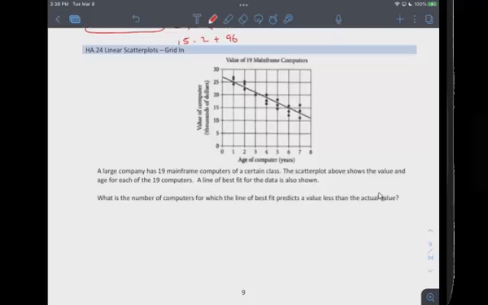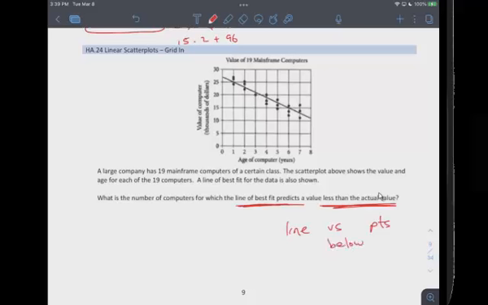So just read the question really carefully. Here it says, what's the number of computers for which the line of best fit predicts a value that is less than the actual value? So is this going to be a line above? Is the line above the points or a line below the points? This is a best fit that predicts a value that is less than the actual value. So will the line be above the points or below it? The line is below the points, right?